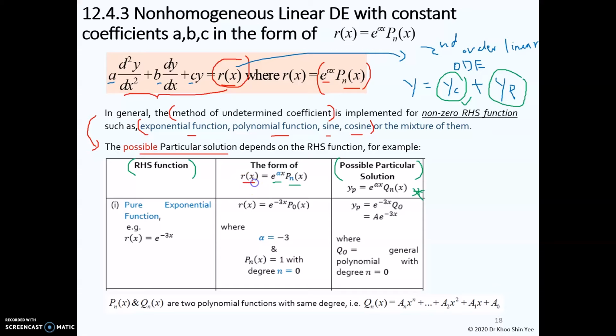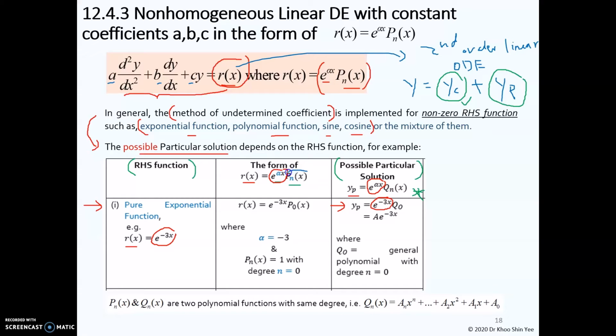You can see that if your right-hand side function is equal to exponential alpha x, the possible particular solution will be in exponential alpha x also. For example, in this case, you have a pure exponential function where the right-hand side function is equal to exponential negative 3x. Therefore, we can propose the particular solution equal to exponential negative 3x.